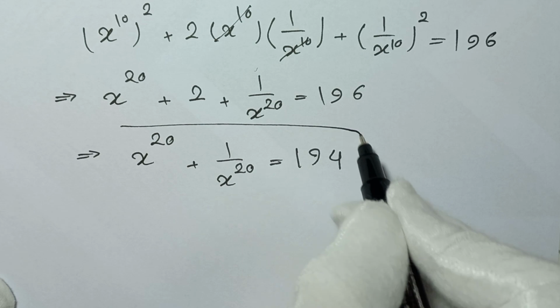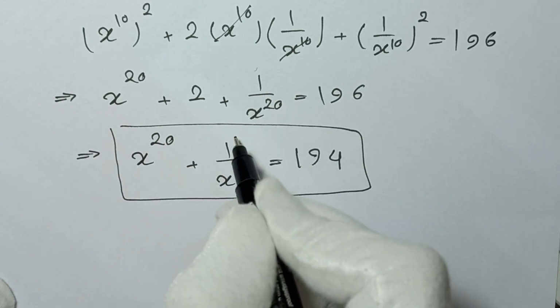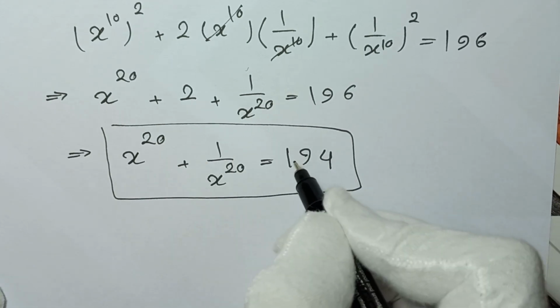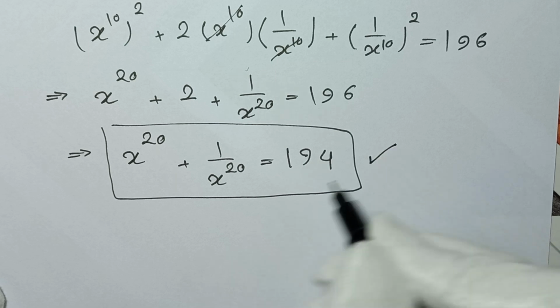And we want to find the value of x to the power of 20 plus 1 over x to the power of 20, and this equals 194. And this is our final answer.